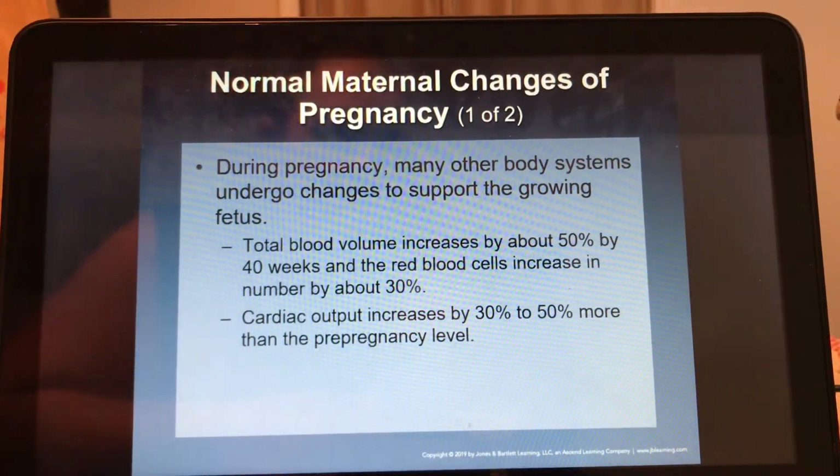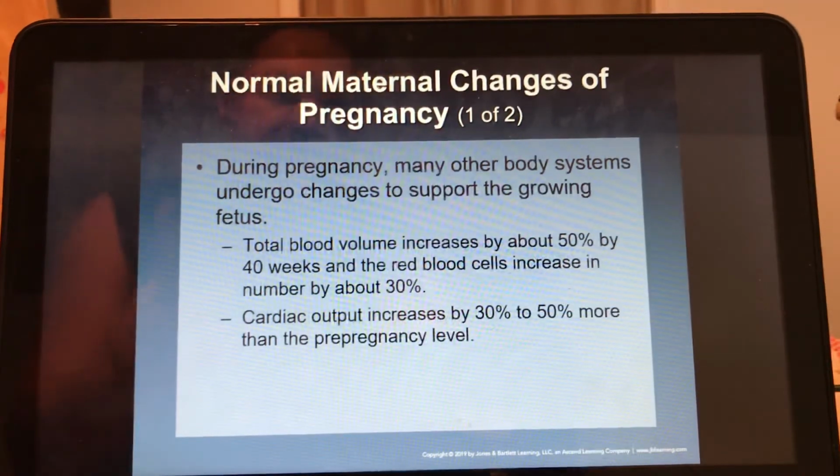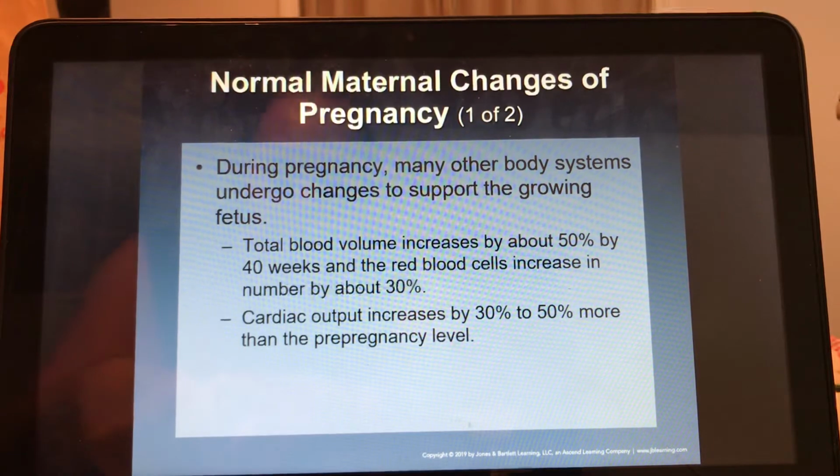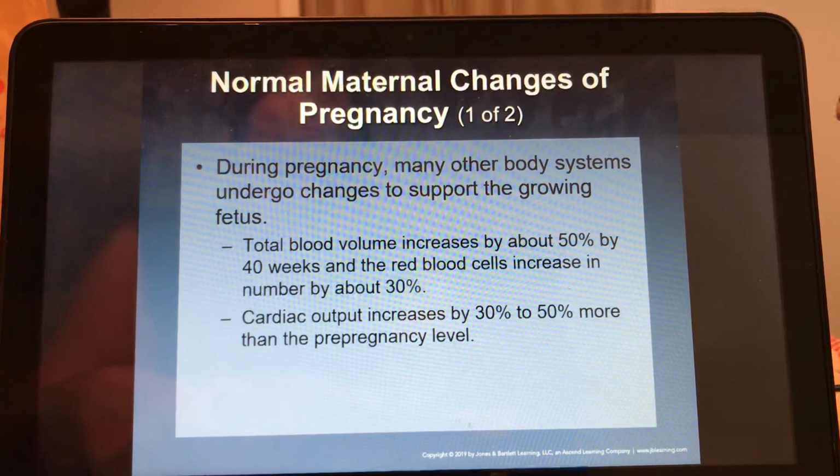So let's talk about mom. We're going to really focus on mom as far as the development of pregnancy. Believe it or not, once mom becomes pregnant, hormones are released that will vasodilate her. Vasodilating her is going to give her a lower blood pressure, but she makes up for that. She starts increasing her actual overall total blood volume by 50%.